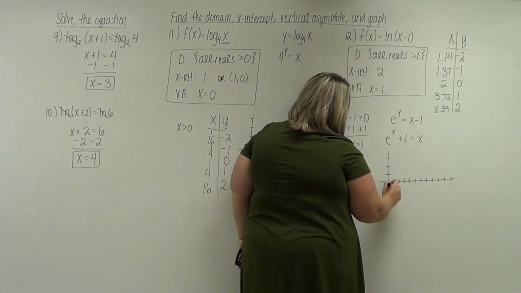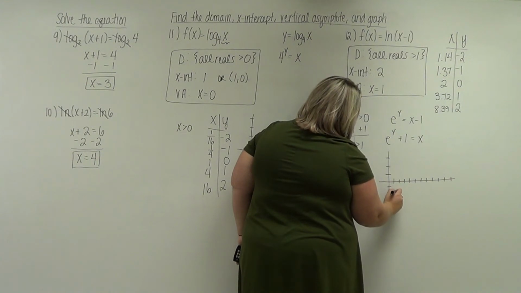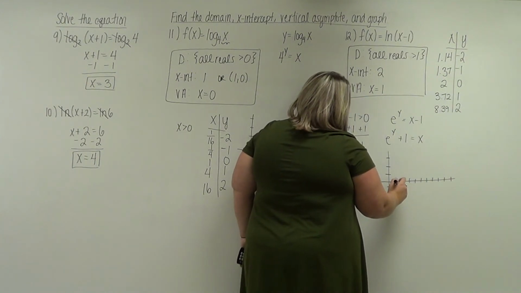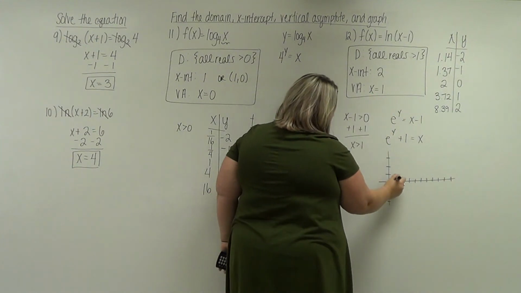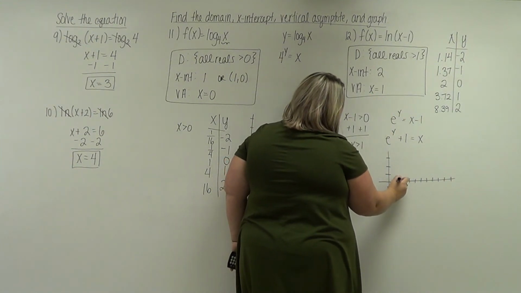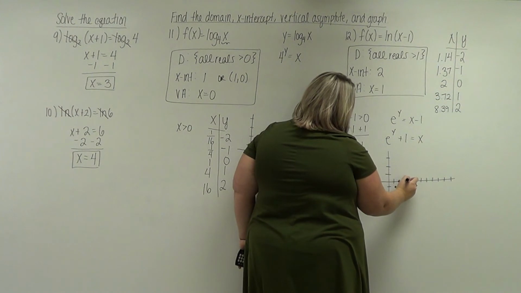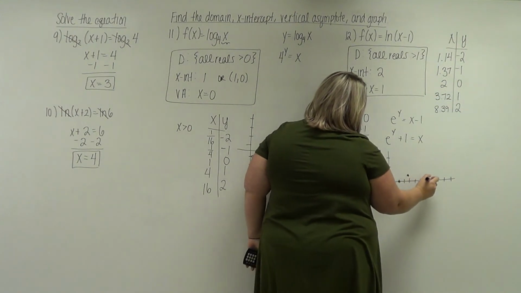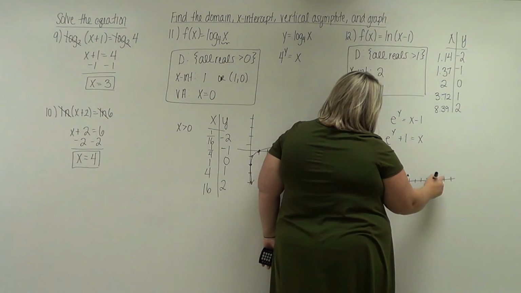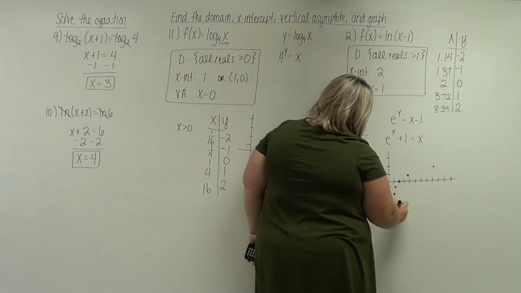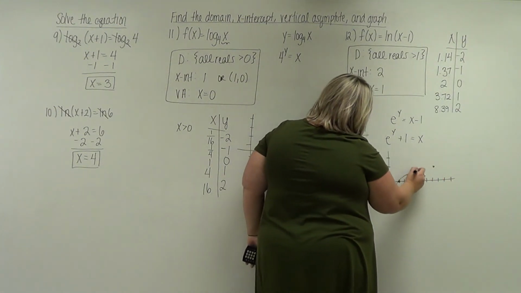I have 1.14, -2; 1.37, -1. Remember my asymptote was 1, so it can't cross this line right here. 2, 0; 3.72, 1; 8.39, 2. 1, 2, 3, 4, 5, 6, 7, 8. So it would look like this.